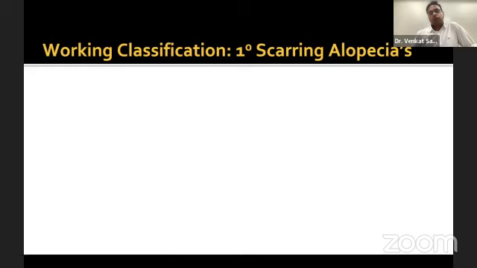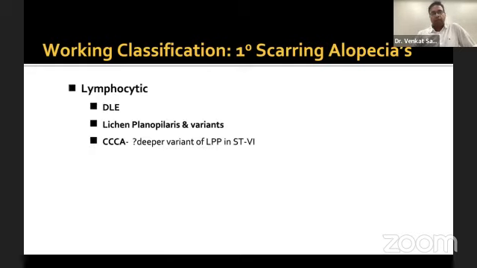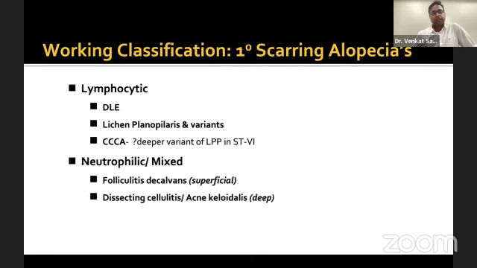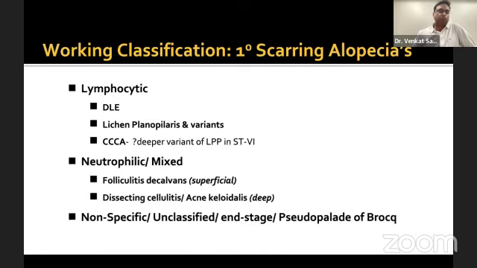Right, this brings us on to the scarring alopecias. Scarring alopecias are traditionally classified as lymphocytic, neutrophilic, and then non-specific. Under lymphocytic, you have DLE, LPP, and CCCA. Now, there are some who believe CCCA is also a variant of LPP in skin type 4 and above, a deeper variant, particularly in Africo-Caribbeans who have trauma as an additional factor. Then you have LPP variants, which include frontal fibrosing alopecia and pattern distribution, etc.